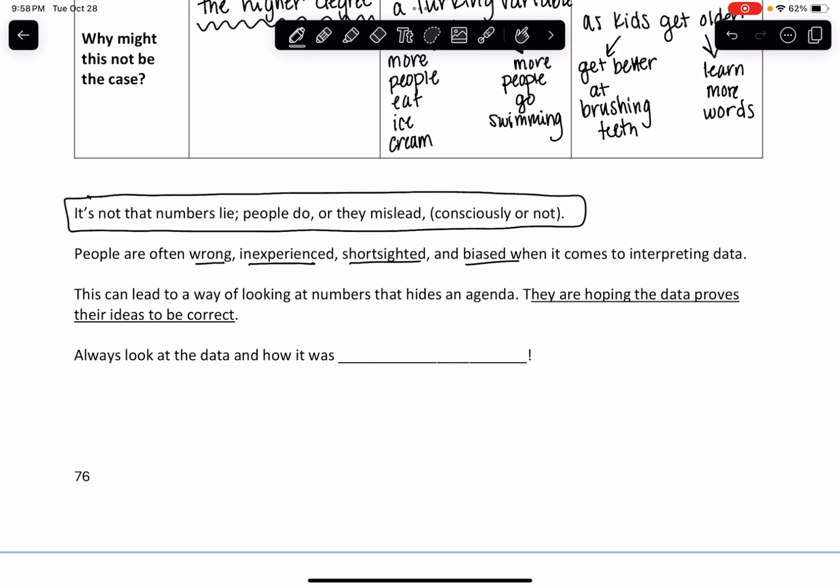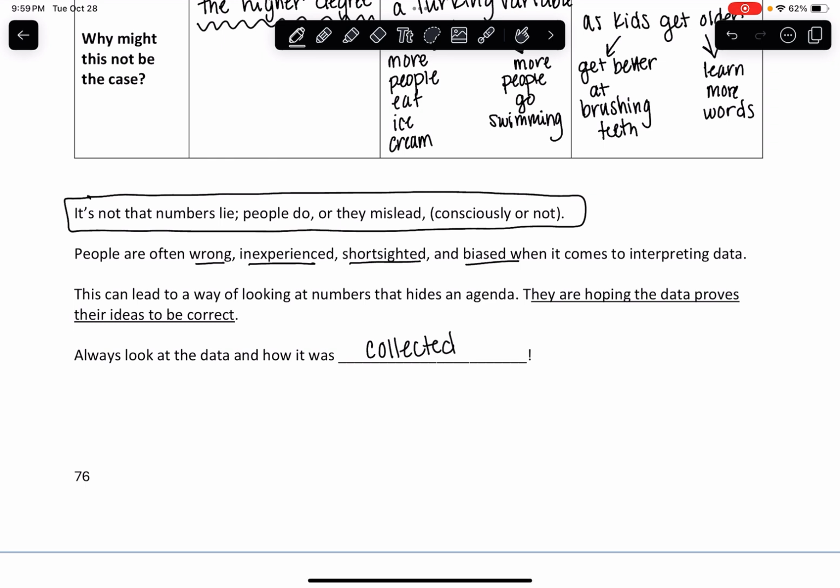People want their data to prove themselves to be correct. It doesn't feel good to have a hypothesis and be wrong. They are desperate to be right. But sometimes that means that they look at the data and they interpret it in a way that hides their agenda and unconsciously or consciously supports their agenda and isn't honest with the general public. So what we need to do, and this is something I really hope you take away from this class, when you are looking at data at any point in your life, whether it's on the news, social media, anything like that for your job, always look at the data and how it was collected.